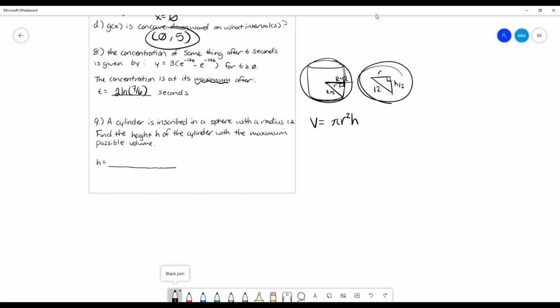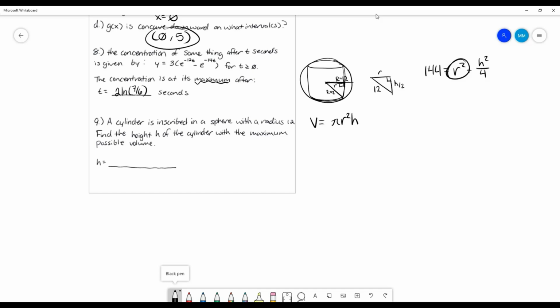Okay, you want to find the maximum possible volume, so we're going to take the derivative of that, but let's first deal with our little triangle here. And since we want to find the height h of the cylinder with the maximum possible volume, I'm going to figure out what r is in terms of h based on this here. So I know based on Pythagorean theorem that this squared plus this squared equals this squared. So 144 equals r squared plus h squared over 4.